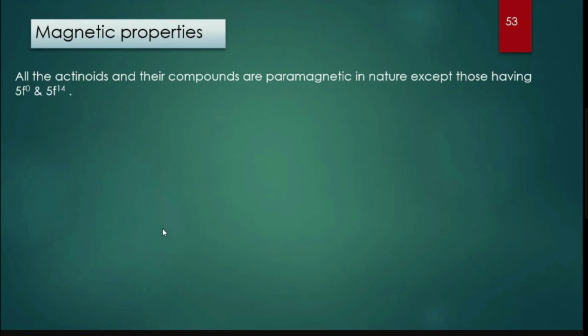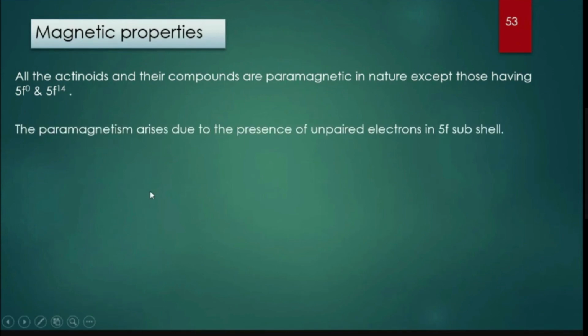Magnetic properties. When we discussed the transition elements, we learnt many things about magnetic properties, and also about the paramagnetism and diamagnetism you have studied. Here, all the actinides and the compounds formed by the actinides are found to be paramagnetic in nature, except those which have either an empty or a completely filled 5f orbital. So the rest of the actinides and their compounds are paramagnetic in nature.